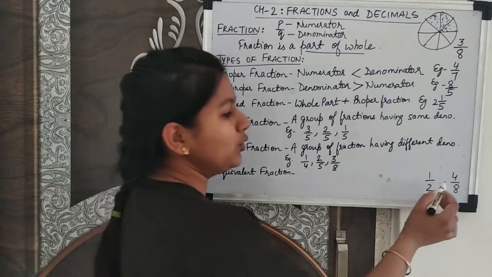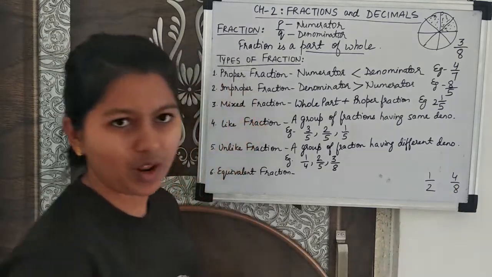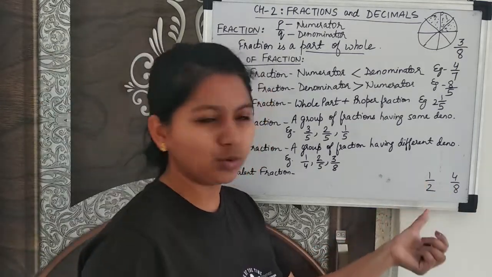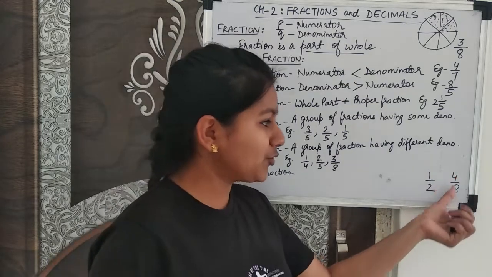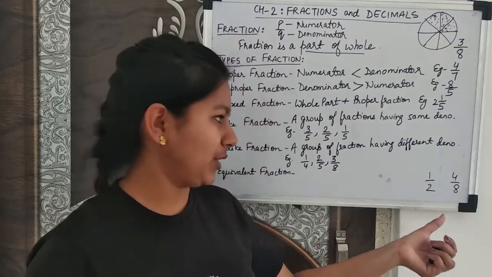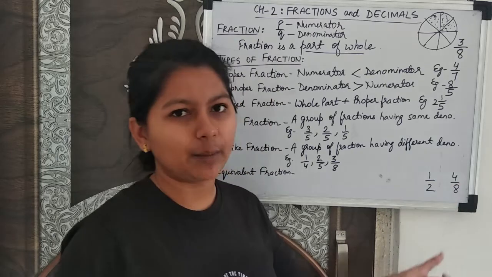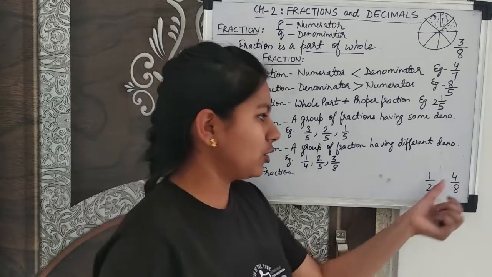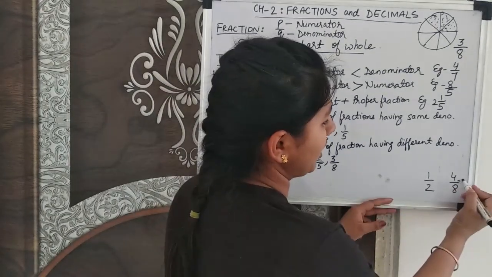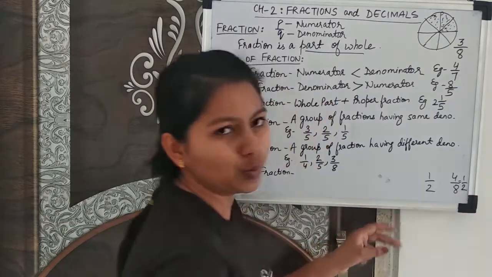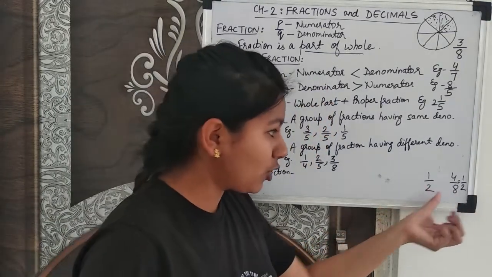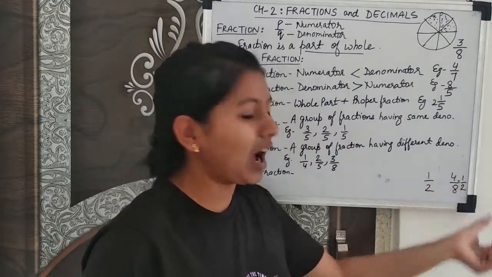But when you simplify this fraction, we can see that 1 by 2 cannot be simplified more. But this 4 by 8 can be simplified. 4 and 8 both come in the table of 4. So when you simplify it, it will become 1 by 2. So it was not looking equal, but they are equal.